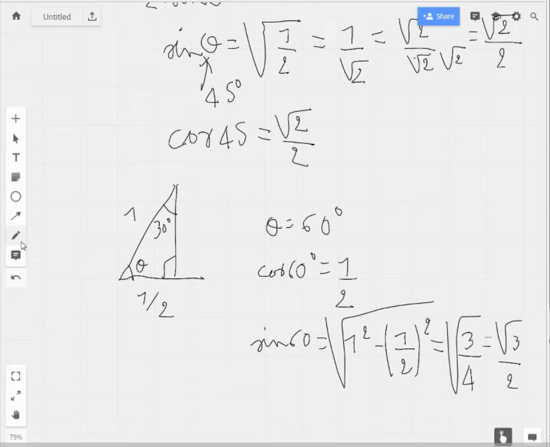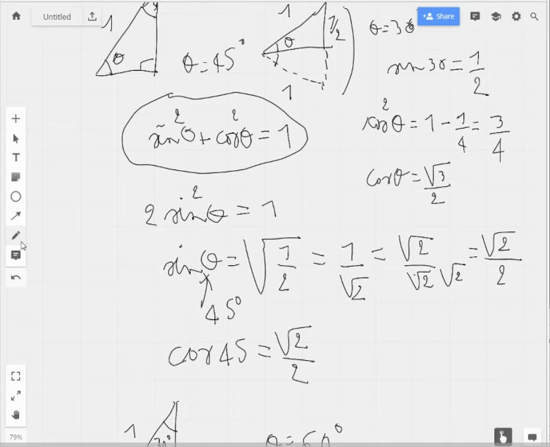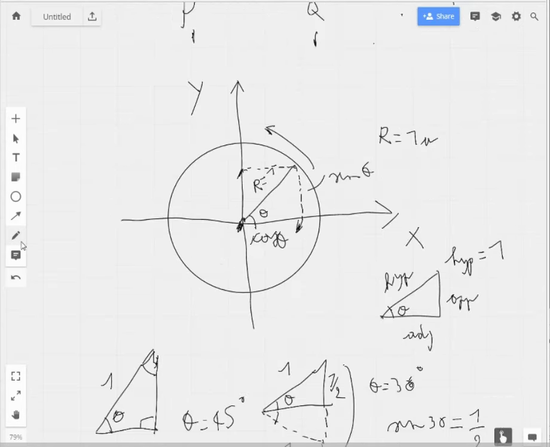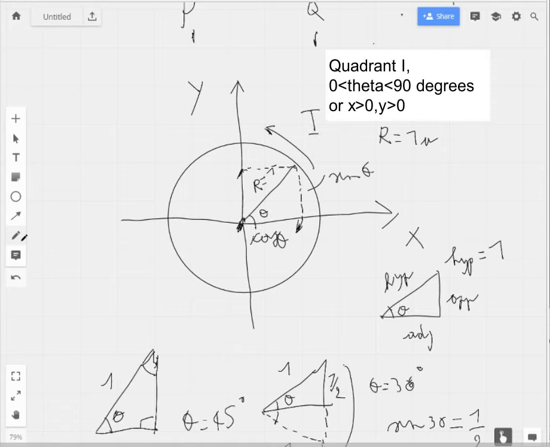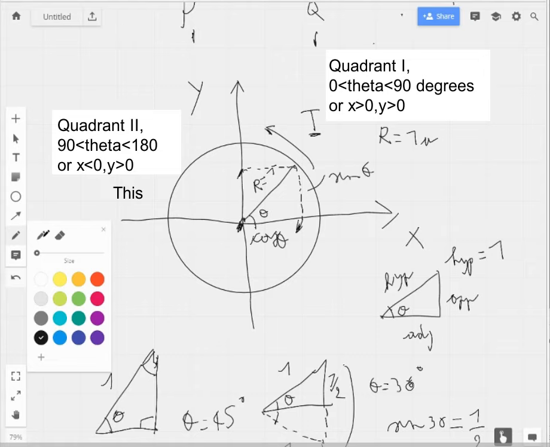But let's go back and look at the unit circle. Okay, so as you can see, this is called the first quadrant, when theta goes from 0 to 90 degrees. The second quadrant will be this, where theta goes from 90 degrees to 180.